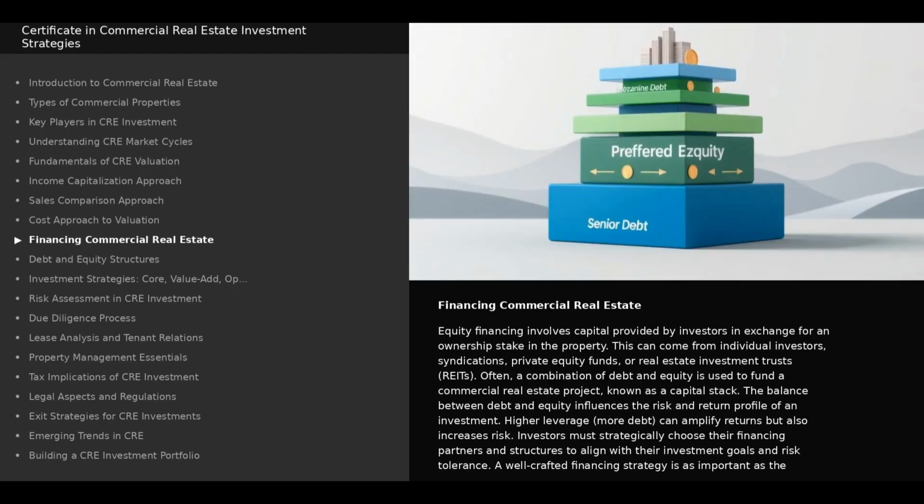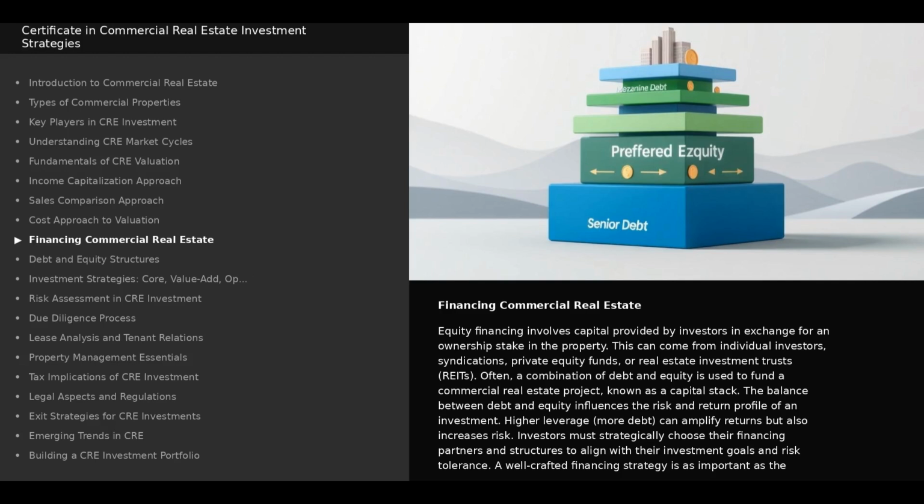Equity financing involves capital provided by investors in exchange for an ownership stake in the property. This can come from individual investors, syndications, private equity funds, or real estate investment trusts, REITs. Often, a combination of debt and equity is used to fund a commercial real estate project, known as a capital stack. The balance between debt and equity influences the risk and return profile of an investment.